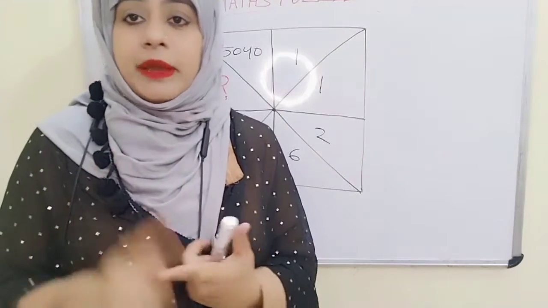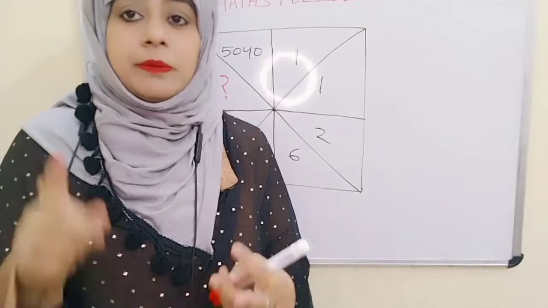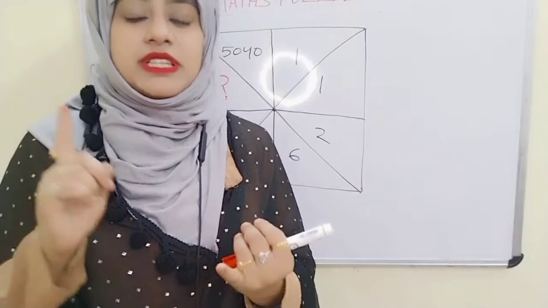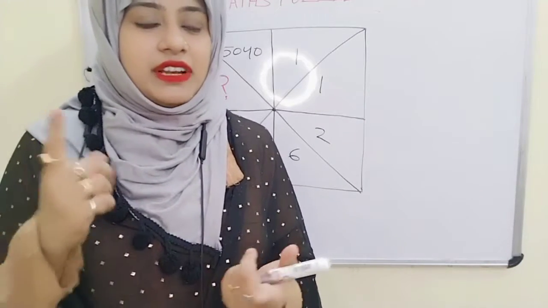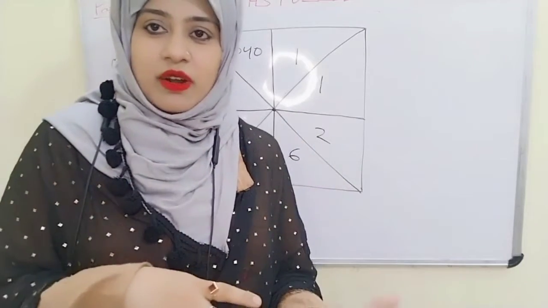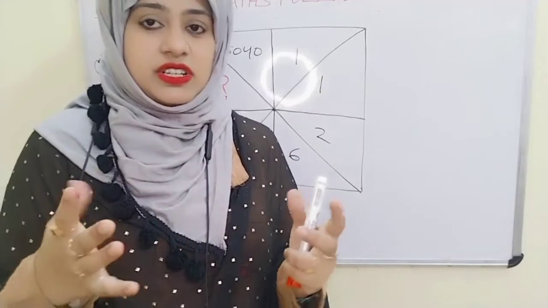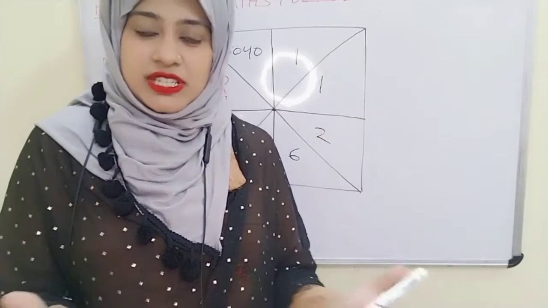The relation may be addition, subtraction, division, or the square of a number, or the square of a number then add something, or square of a number then subtract something, like these cubes and etc. So this type of vast relations are there.